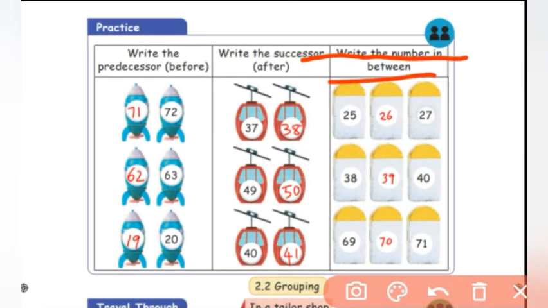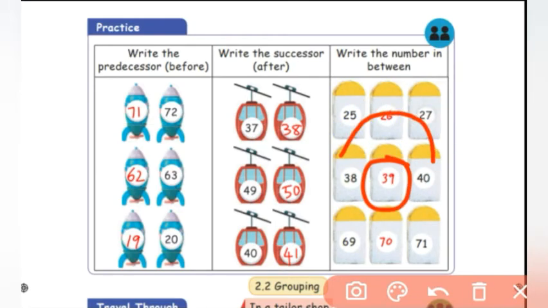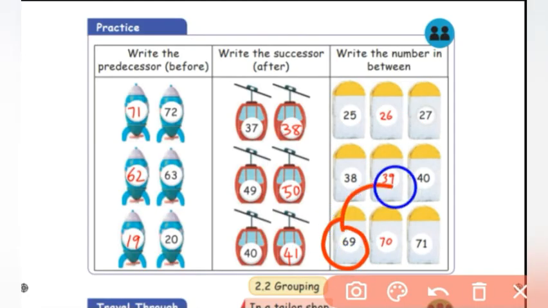We have to write the between number, middle number. Naduvil irukra number nama writing pannanom. See, in between 25, 27, 26 will come. See, in between 38 to 40, 39. And 69 to 71, middle number is 70.